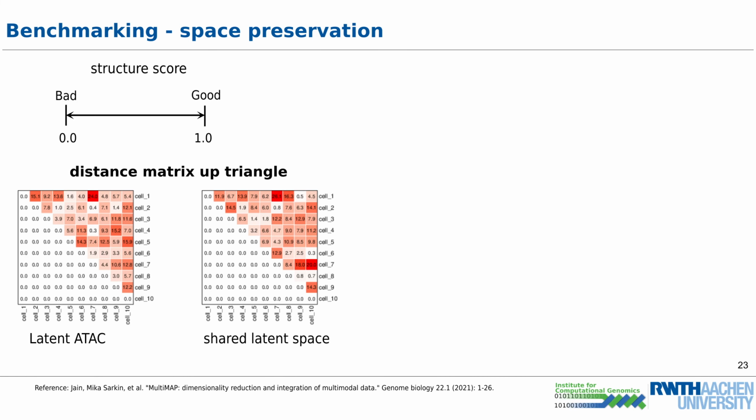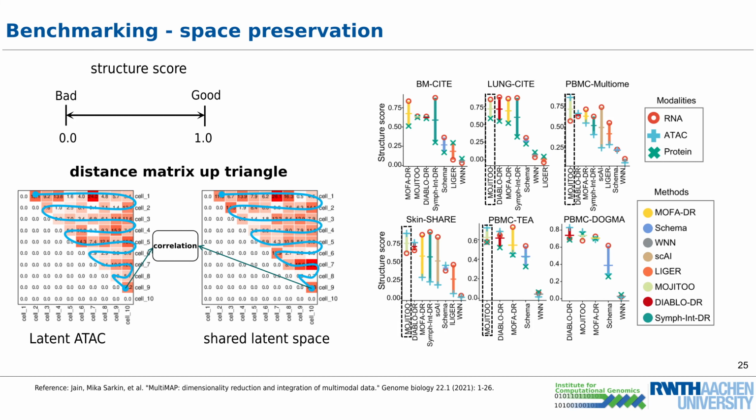The preservation of shared latent space, the structure score, for each modality is calculated by first obtaining the distance matrix of each modality. Take the ATAC modality, for example, we can see the distance matrix upper triangle entries are the pairwise distances for all cells. The structure score is to calculate the Pearson correlation of the flattened upper triangle of the 2 distance matrices. We can obtain a structure score for each modality, and we finally average the structure score across all modalities.